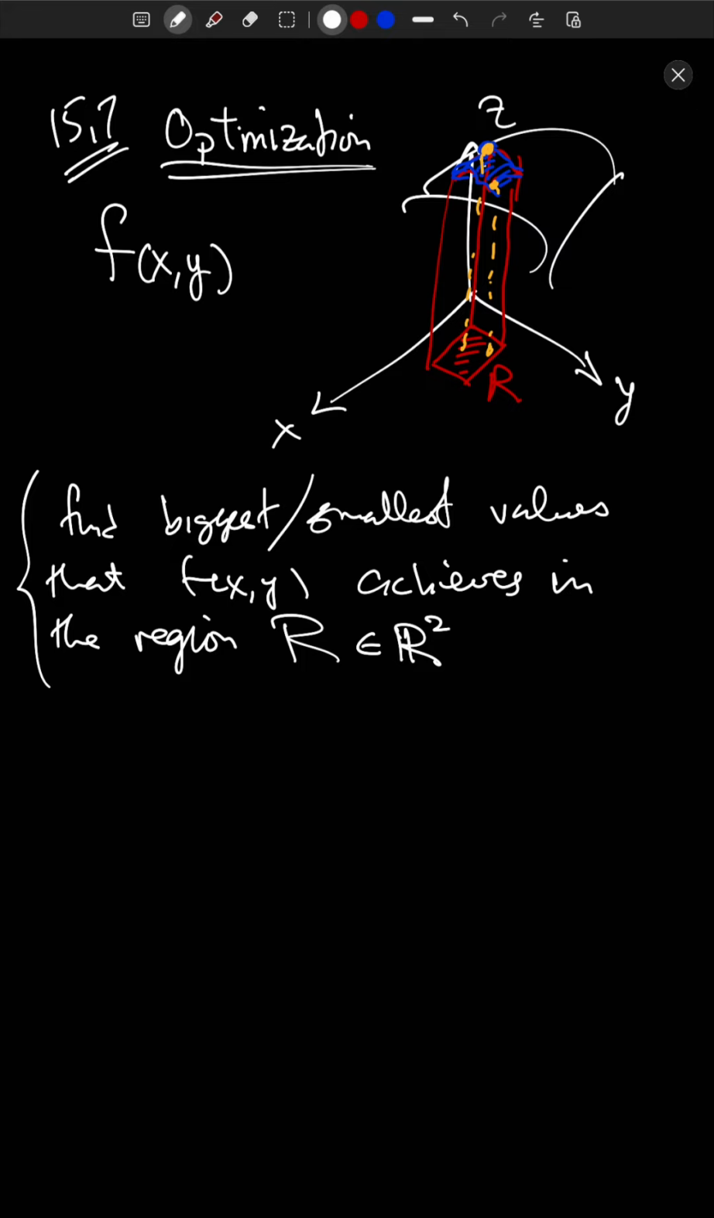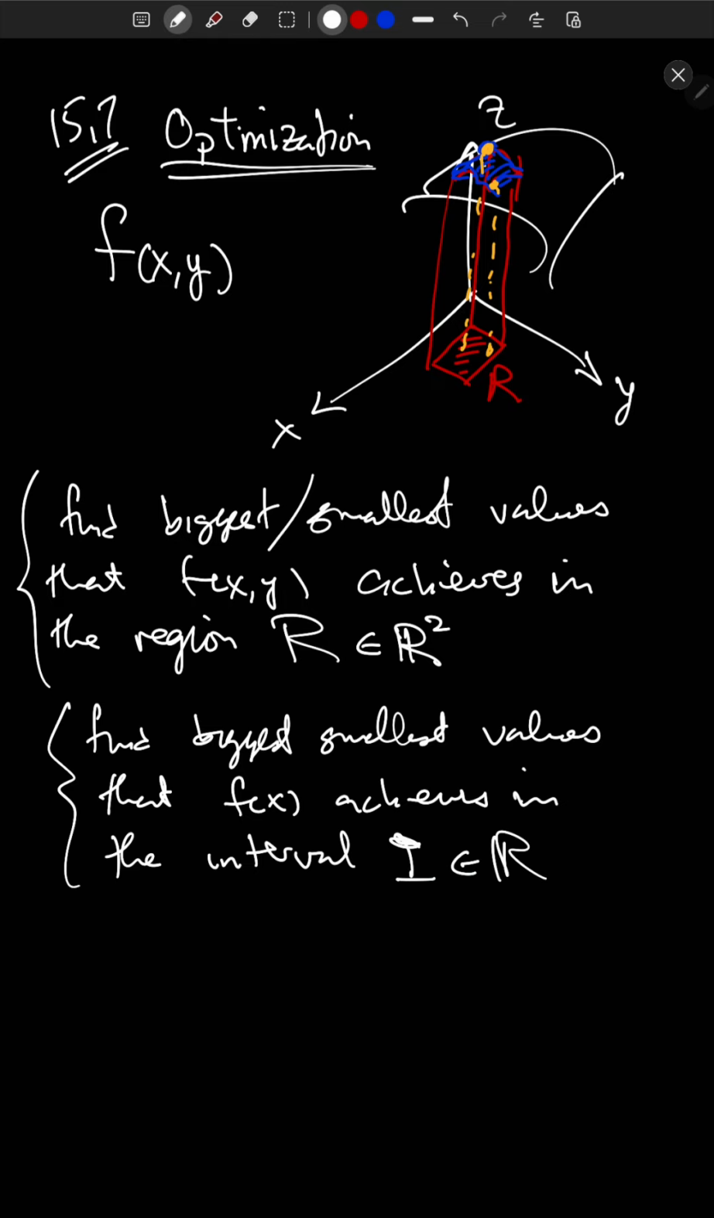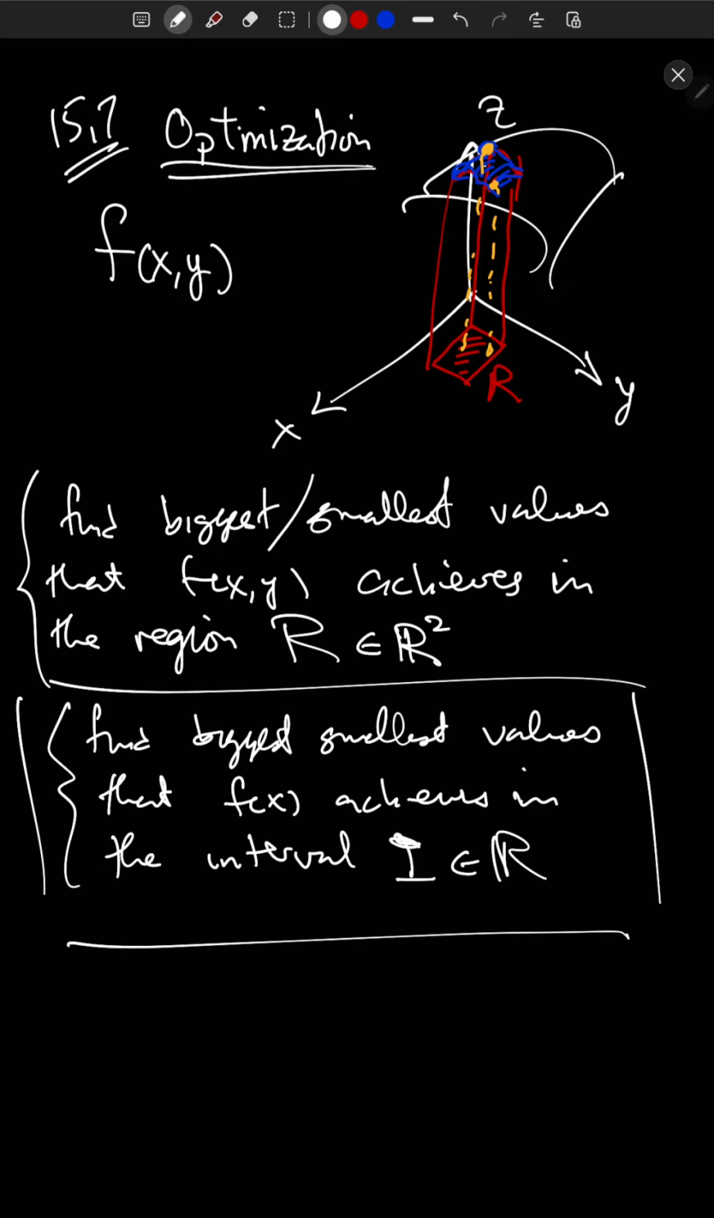It's exactly like the one variable calculus problem. Find biggest and smallest values that f of x achieves in the region, or in the interval, in one variable calculus, right? I guess we'll just call it I in R. Okay, it's directly analogous to this problem. And the technique that we're going to do today is going to be directly analogous to the technique that we used in one variable calculus. Okay.